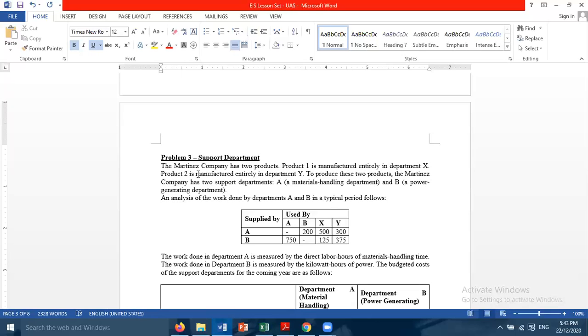Now, after that, we'll also learn about common costs. Common cost is practically the cost of something which is shared. Now, in allocating or distributing common costs, we'll have three different methods.